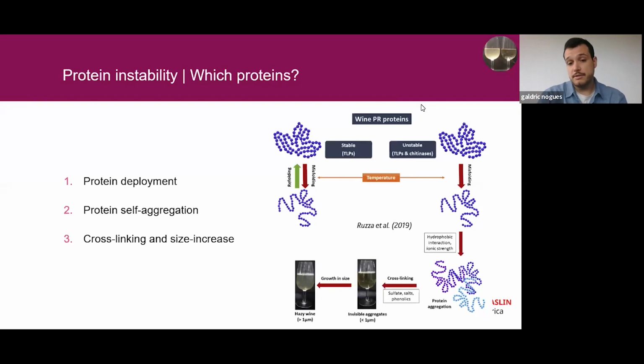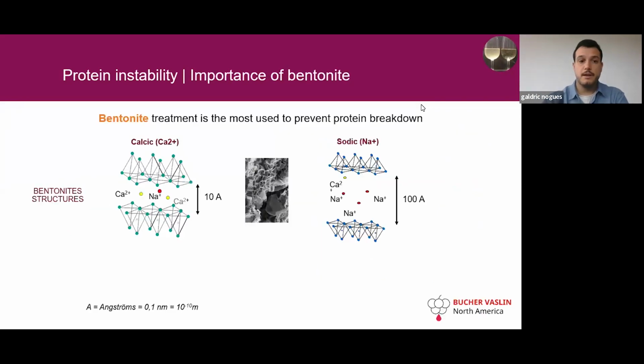And this is when you reach the step of the hazy wine, which is the final step of the protein breakdown. So very simple: proteins change shape, then they bond to each other, and then they grow in size. Exactly the same process as the tartrate stabilization. So the best way to avoid the protein instability is to use bentonite. The bentonite treatment is basically the most used to prevent the protein breakdown.